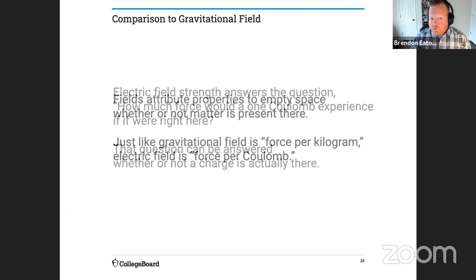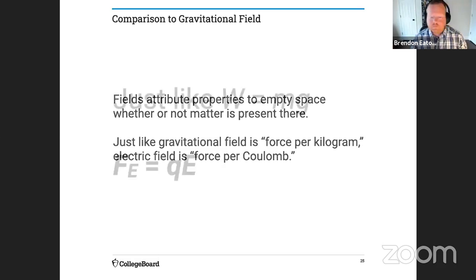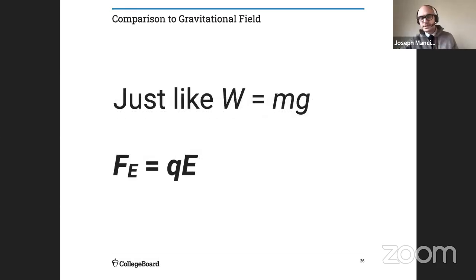Now, fields also attribute properties to empty space, whether or not matter is actually there. Just like gravitational field is force per kilogram and the electric field is force per coulomb, it could just be empty space and we can calculate what the strength of those fields actually are. And that's always an interesting topic for my students. I think it's one of the hardest things to grasp about the concept of a field. A field describes a region of space in which there may or may not be matter present.